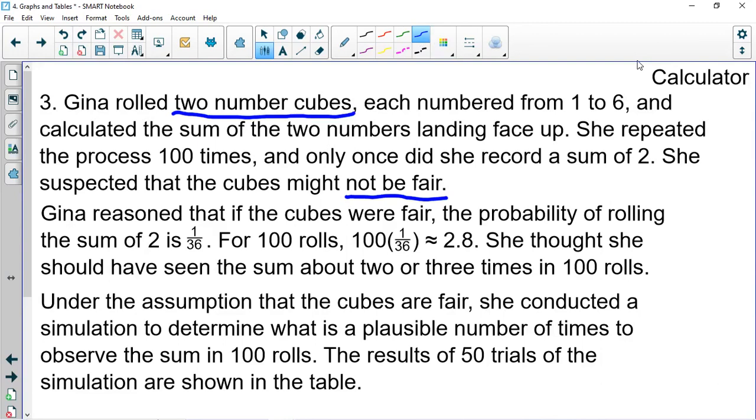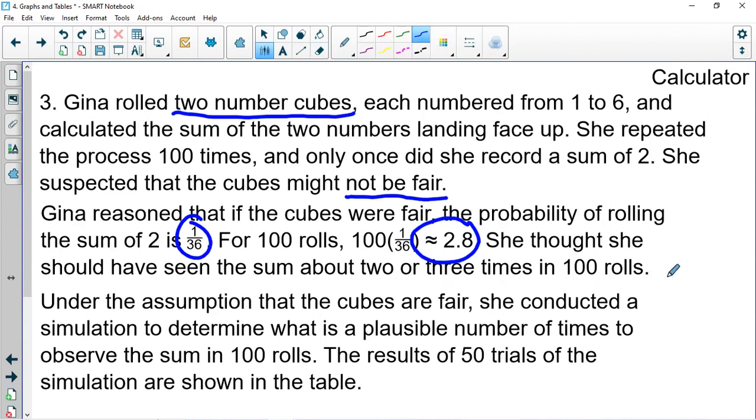Let's keep reading. It says Gina reasoned that if the cubes were fair, the probability of rolling the sum of 2 is 1 over 36. Okay, so we don't even have to calculate that, they just gave it to us. For 100 rolls, 100 times 1 over 36 is approximately 2.8. So they're actually doing a lot of the calculating for us so far, which is a nice change of pace. She thought she should have seen the sum about 2 or 3 times in 100 rolls.